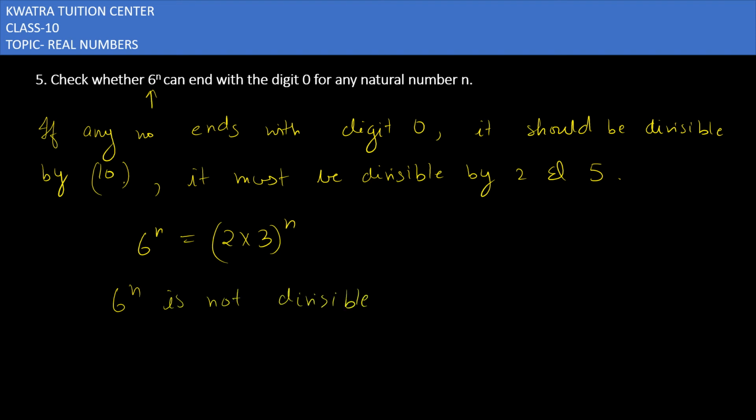तो अगर वो डिविजिबल नहीं है 5 से तो इसका मतलब क्या है कि 6n कभी भी एंड नहीं हो सकता 0 से. तो बस आपने इतनी सी बात ध्यान रखनी है कि कोई भी नंबर अगर उसके फैक्टर 2 और 5 हैं, दे कैन एंड विद 0, अदरवाइज दे वोंट. बस इतनी सी बात है. Now moving to the sixth question.